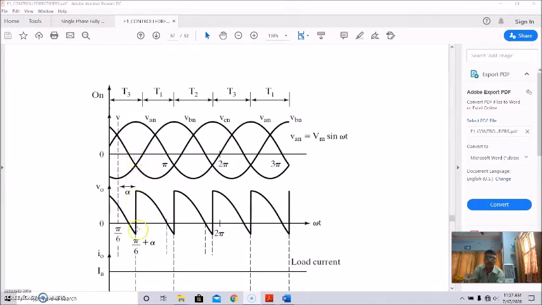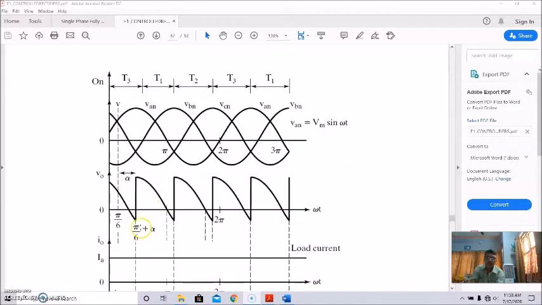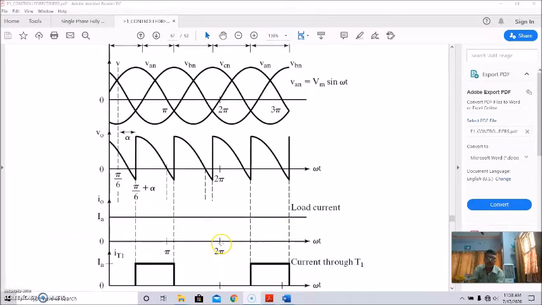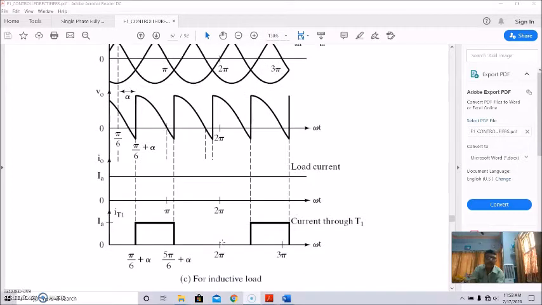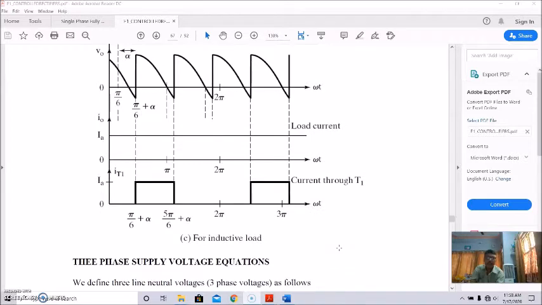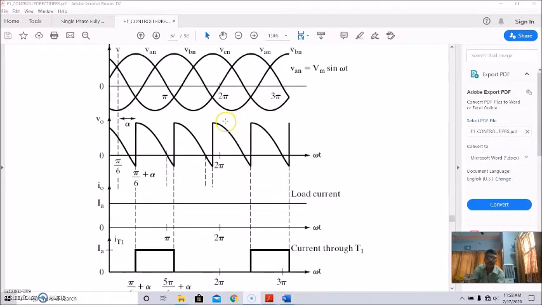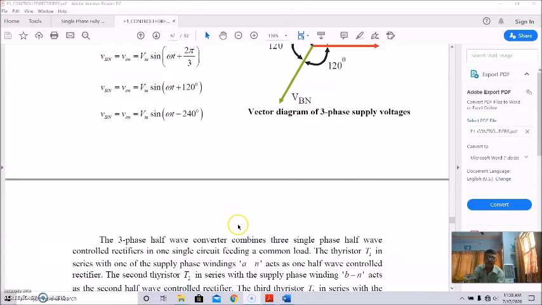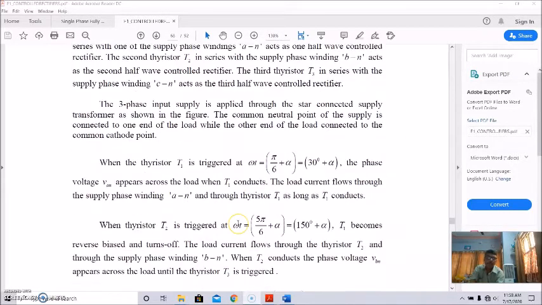Okay, so this is the output voltage waveform, and this is the load current, and this is the current through thyristor 1. This is the conduction period of thyristor 1. Actually, this waveform is drawn for an inductive load. Clear?